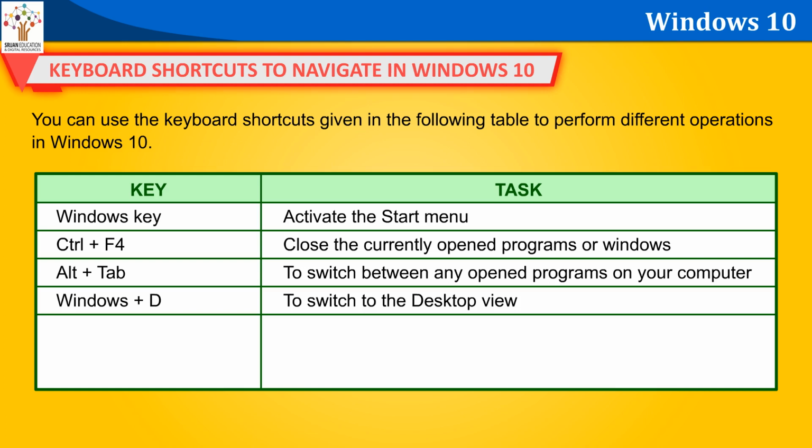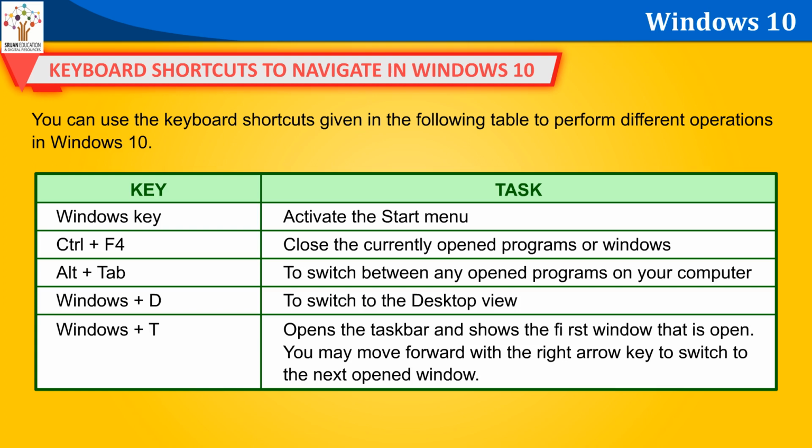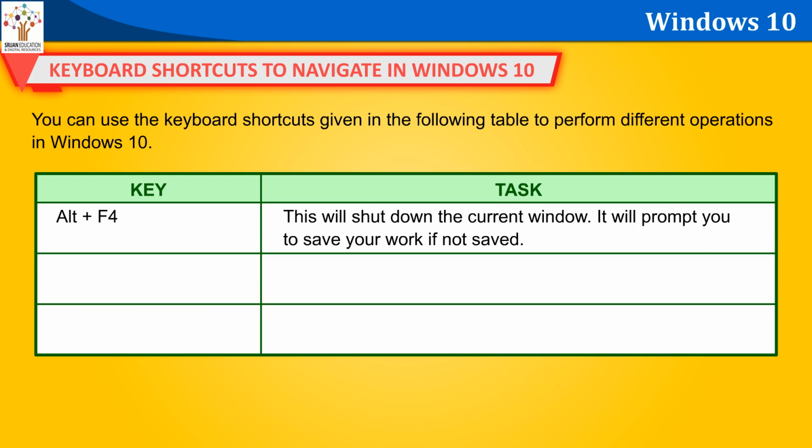Windows plus D to switch to the desktop view. Windows plus T opens the taskbar and shows the first window that is open. You may move forward with the right arrow key to switch to the next opened window. Alt plus F4, this will shut down the current window. It will prompt you to save your work if not saved.